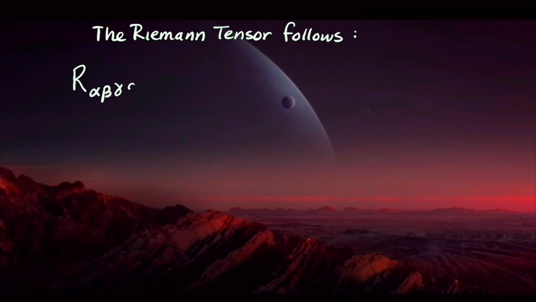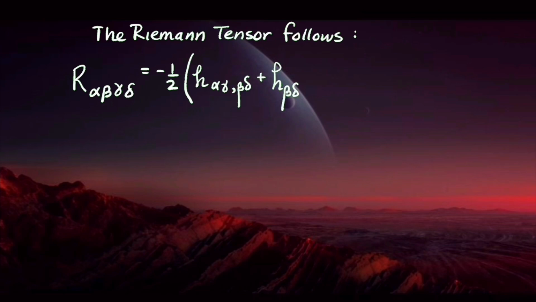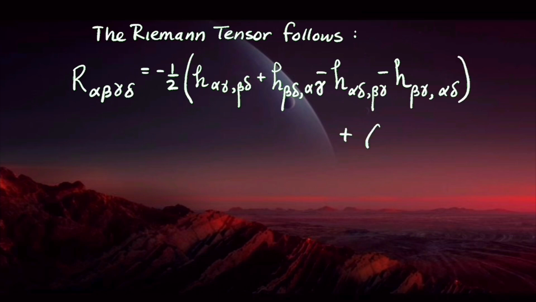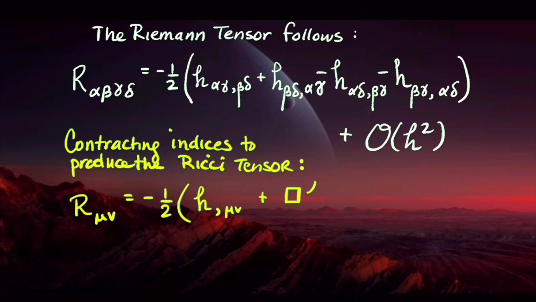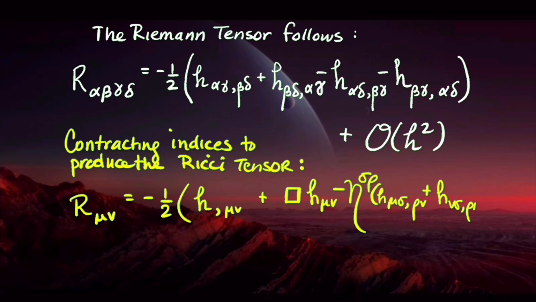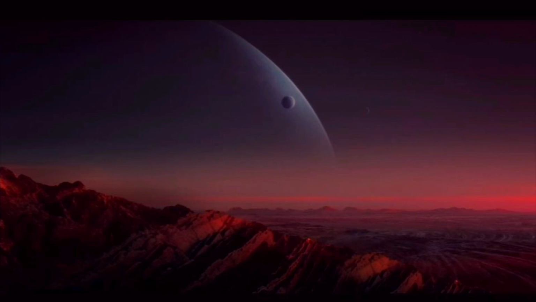The Riemann tensor then follows from this formulation using our new metric. Once we've built the Riemann tensor, we can contract the indices, producing the Ricci tensor. And you'll notice the use of the box operator there. If you're familiar with that, that is the D'Alembertian operator. It's a wave operator.